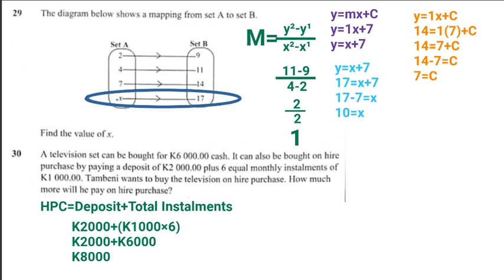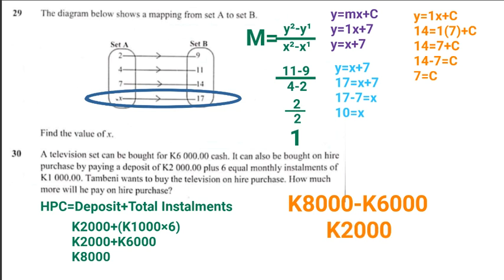Once we have found that, we can find the difference between hire purchase and buying it cash. Buying the television on cash is 6,000. On hire purchase it's 8,000. So 8,000 is bigger than 6,000. We say 8,000 minus the cash price, which is 6,000. The difference is 2,000. So Tembani will pay 2,000 more if he buys on hire purchase than buying at cash.